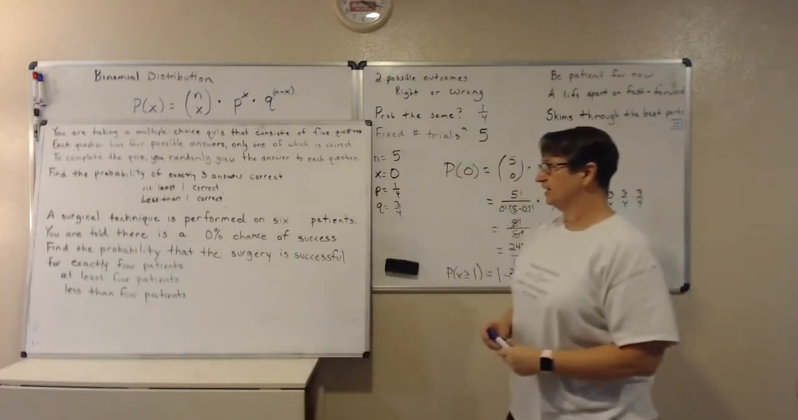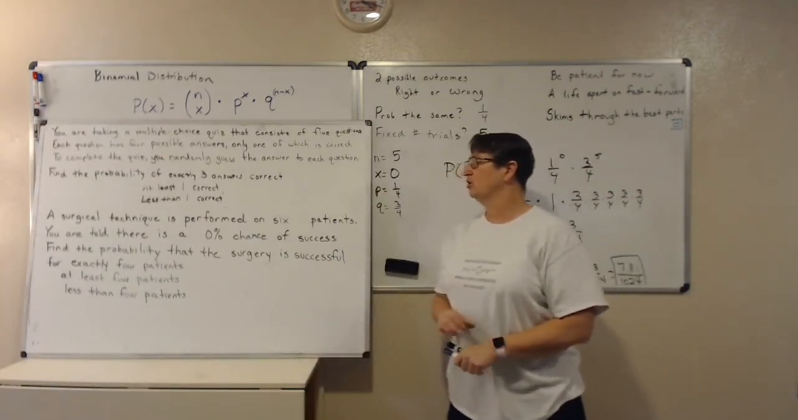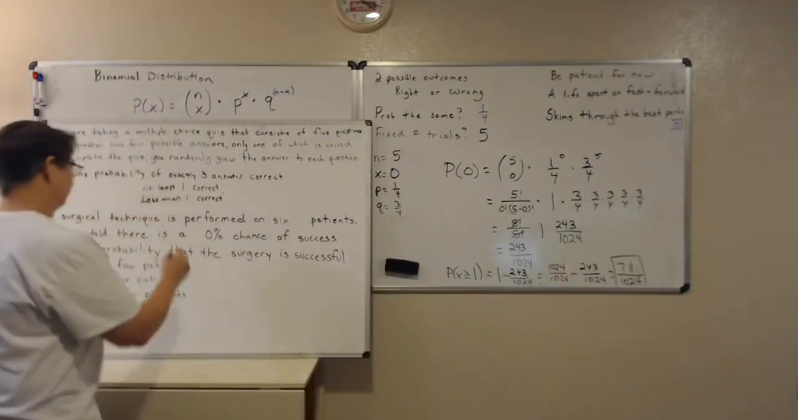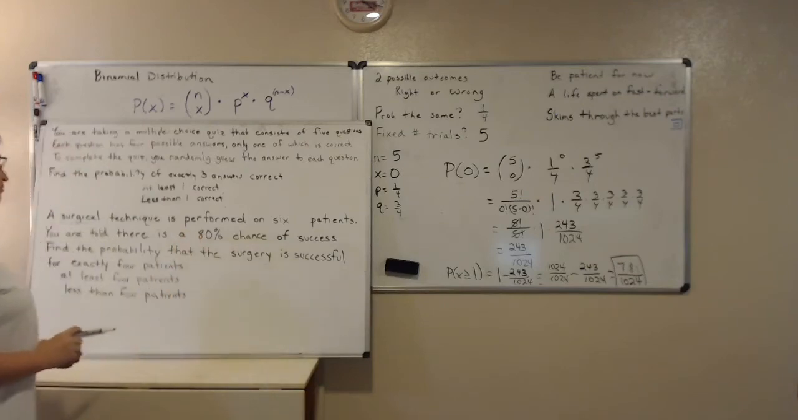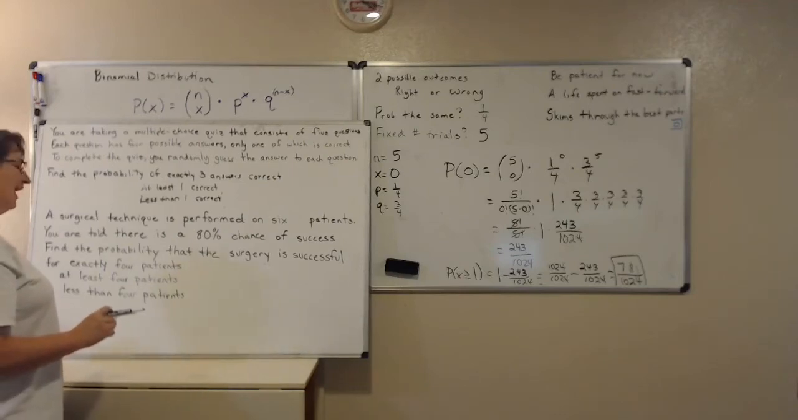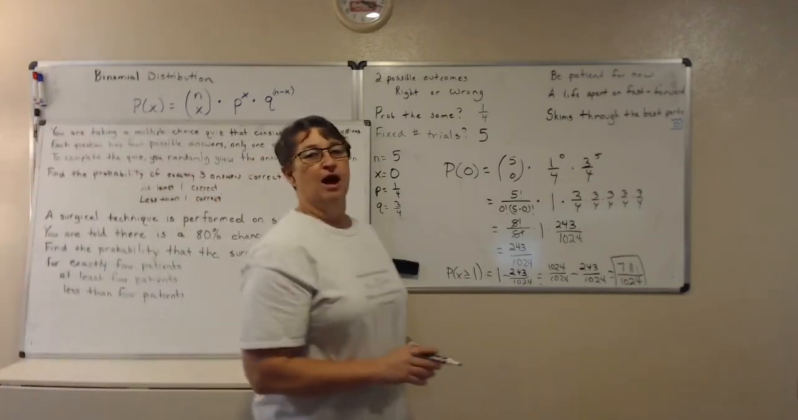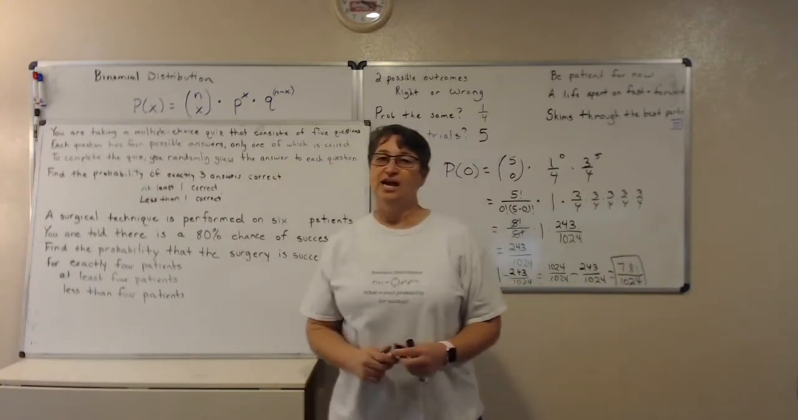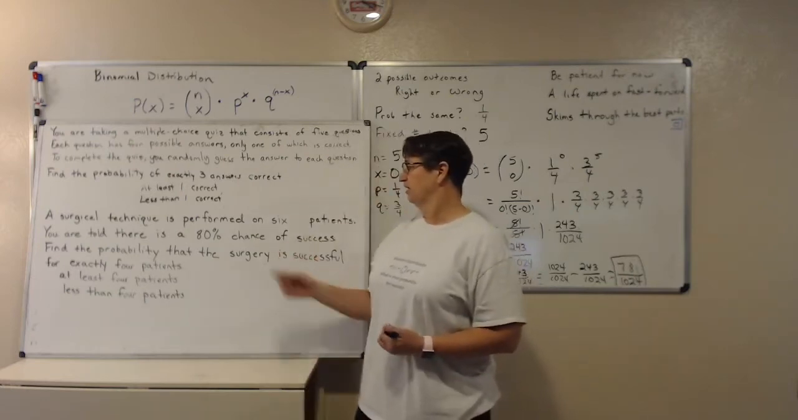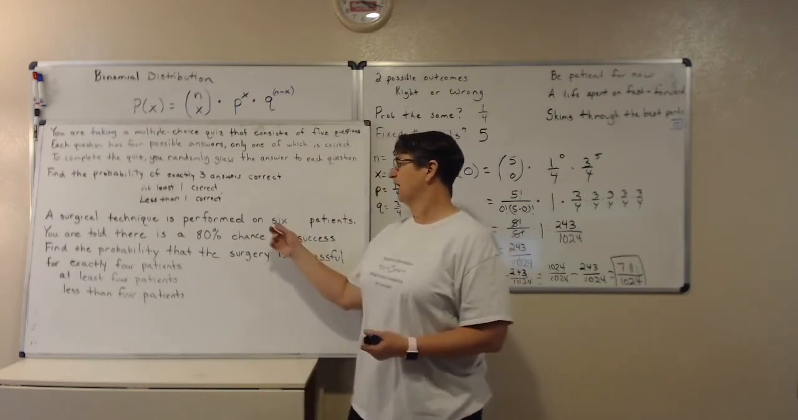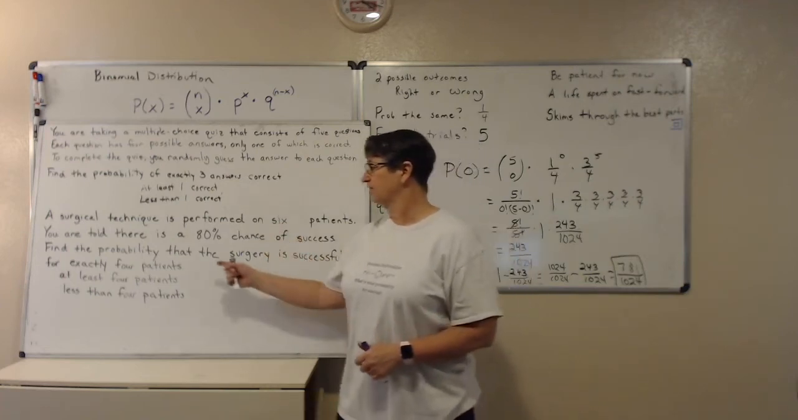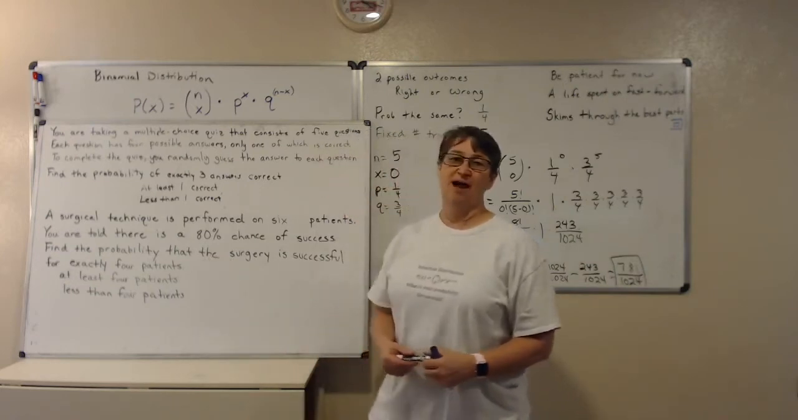So a surgical technique is performed on 6 patients. You are told there's an 80% chance of success. Find the probability that the surgery is successful for exactly 4 patients. So, in other words, you're going to go in and do a surgery, and you know that there's 80% chance that there's going to be success, and the doctor's performing 6 of those. He's going to do it on 6 patients. You want to know what's the probability that exactly 4 patients have a successful surgery.